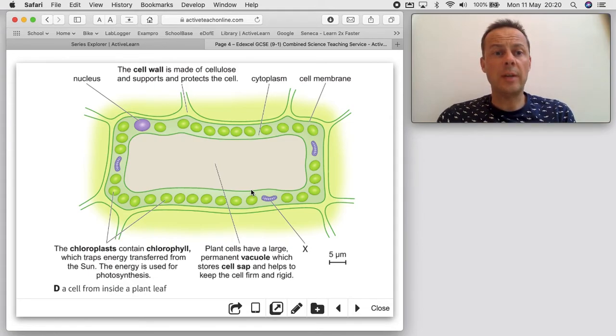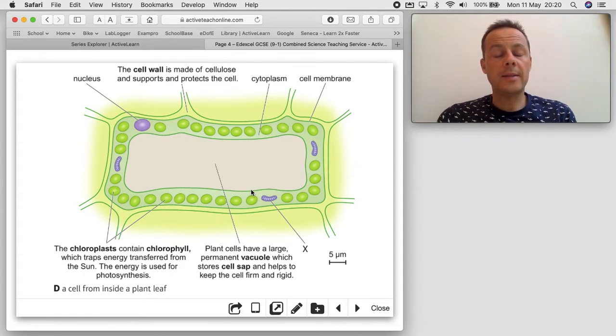Don't think of it as a solid brick wall, because substances still need to pass into and out of the cell through the cell membrane. So it's a strong structure around the outside, but it is permeable. It does allow substances into and out of the cell. We have a cell membrane, just like the animal cell. We have a cytoplasm, just like the animal cell, and a nucleus as well. There are also mitochondria and ribosomes, as there are in the animal cell. The additional parts, apart from the cell wall, which we previously discussed, are the chloroplasts and the sap vacuole.